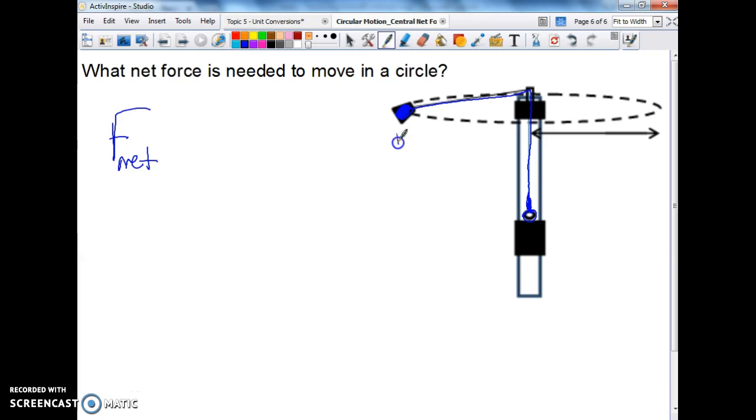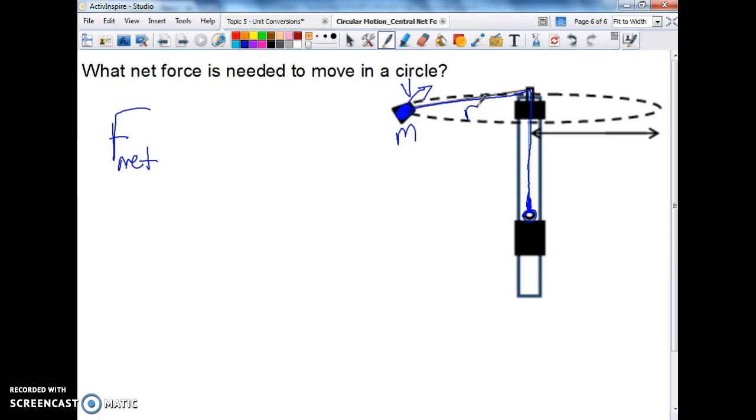We said that the mass affects the net force, and we may presume that the mass affects it positively, so that if the mass increases, the net force would also increase. We said that the speed would likely affect it. I'm going to write V for velocity. As it's moving faster in a circle, it might need a larger force to cause it to go in that circle.